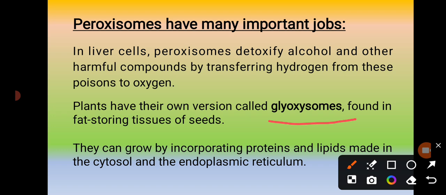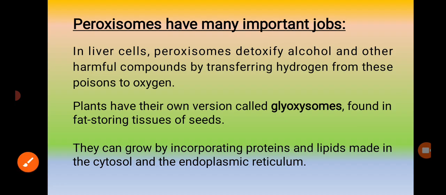Scientists are still uncovering how peroxisomes originate and multiply. They can grow by incorporating proteins and lipids made in the cytosol and the endoplasmic reticulum. Once they reach a certain size, they may divide into two, a process that has sparked debates about whether they share an evolutionary link with mitochondria and chloroplasts. So this is a simple overview of the important functions of peroxisomes.